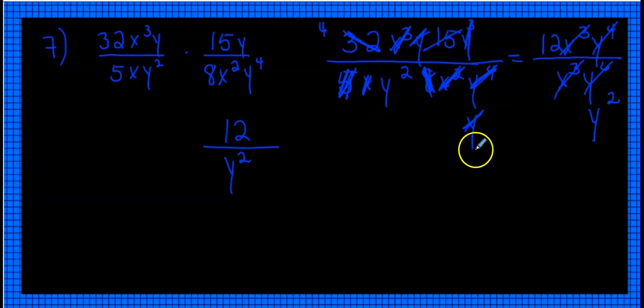This gets a little messy. Might be easier to do it like this. Go ahead and simplify your coefficients, and then multiply out your variables. You won't see a whole lot like this on this worksheet. Most of them have binomials and trinomials that we have to factor first anyway. But that's how I would recommend doing that, instead of multiplying 32 times 15 and then 5 times 8 and then trying to simplify that.